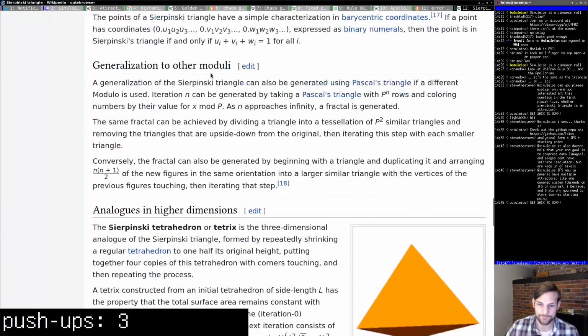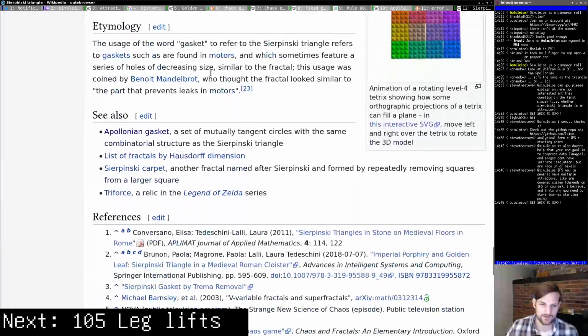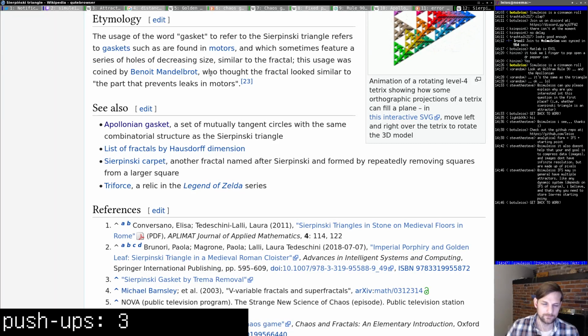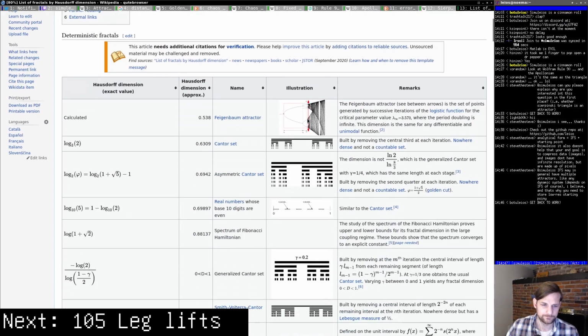Okay, let's go up to the top here, and let's just read a little bit about it, just to make sure that we're not being dumb. List of fractals by Hausdorff dimension. That might also be something.